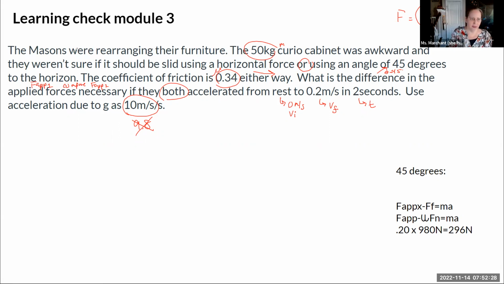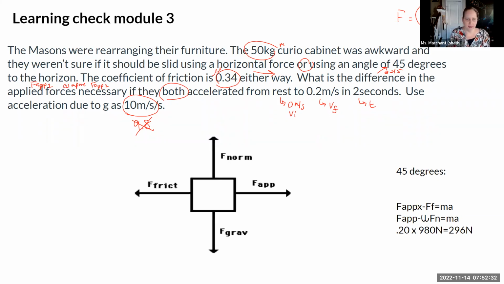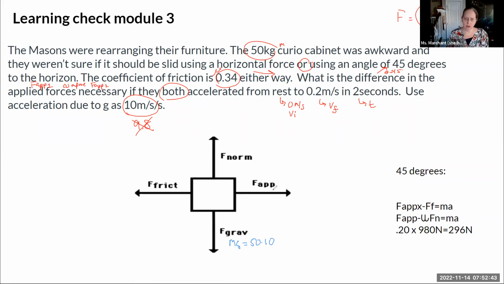So what's the first thing I'm going to do? Draw that free body diagram. And I'm going to look at it and say, do I have all these forces? Yes, I have a force of gravity because that's my mass times gravity. So I have that 50 times 10. Force applied for the first one is horizontal. So that is correct. I do not know what that number is. I will be solving for that number.